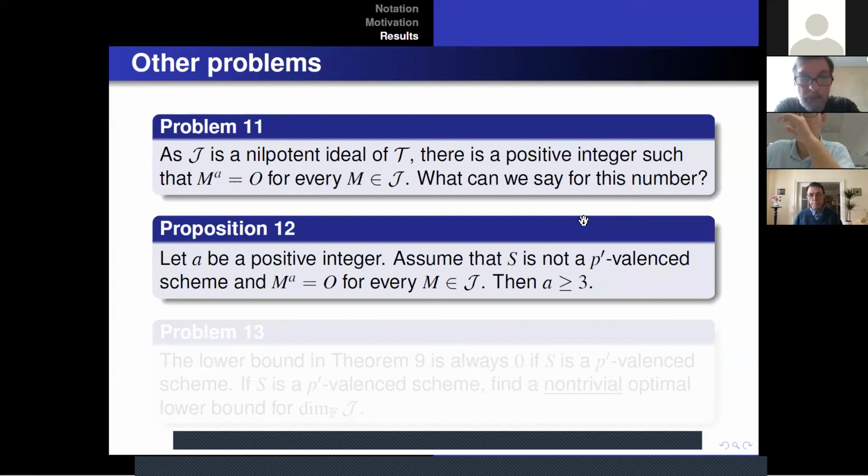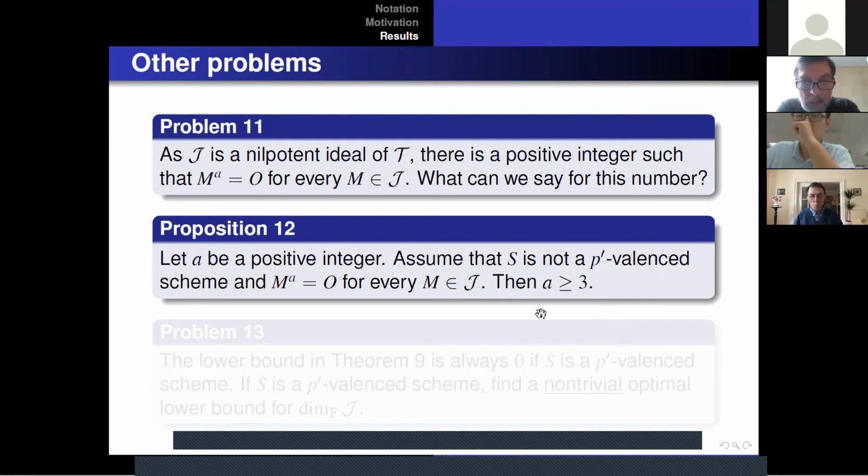We know that if A is such a positive integer and assume that S is not a p-valenced scheme, and MA is an all-zero matrix for every M belonging to G, then we can show that A is larger than or equal to 3. So A cannot be 2 if S is not a p-valenced scheme. And we don't know whether or not A can be 2 if S is a p-valenced scheme. We don't know.